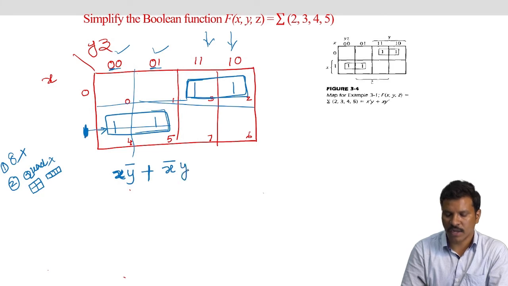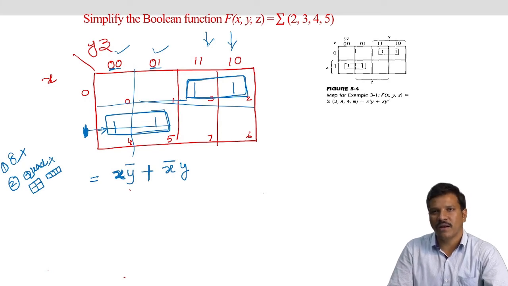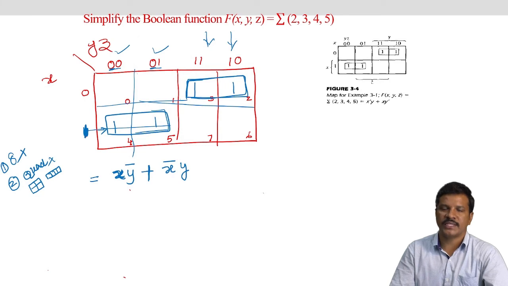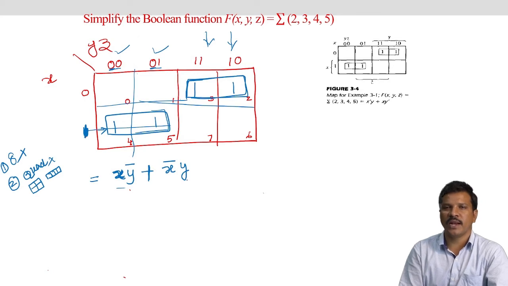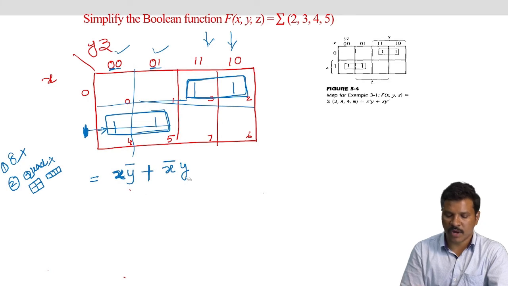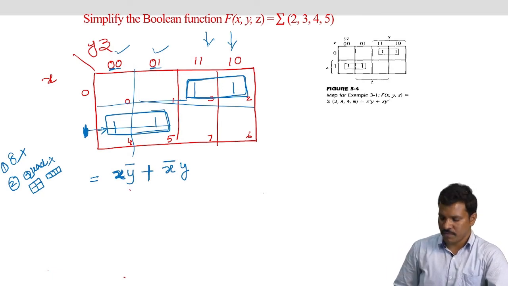So x bar y, such that according to rules also, in a 3 variable function, for a pair 2 literals come, for a single one square 3 literals come, and for a quad 1 literal comes. For 8 ones, logic 1 is the answer. So according to that also, 2 pairs are there, 2 literal min terms are there. So x y bar plus x bar y is the minimized Boolean function for the function given, sigma 2, 3, 4, 5.